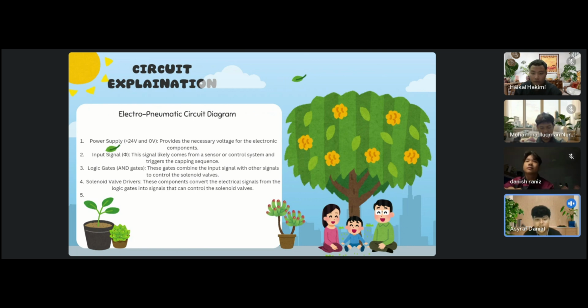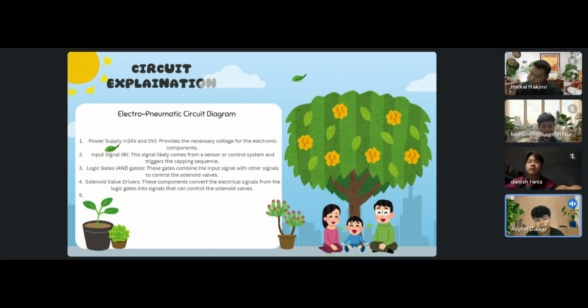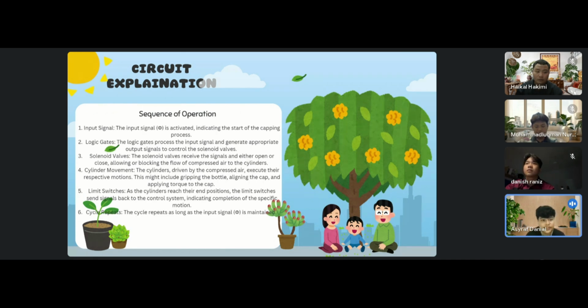which is provide the necessary voltage for the electronic components. Second, input signals. These signals likely come from the sensor or control systems and trigger the capping sequence. Third, logic gates. These gates combine the input signal and the other signals to control the solenoid valve. Fourth, solenoid valve drivers. These components convert the electrical signals from the logic gates into signals that can control the solenoid valve.